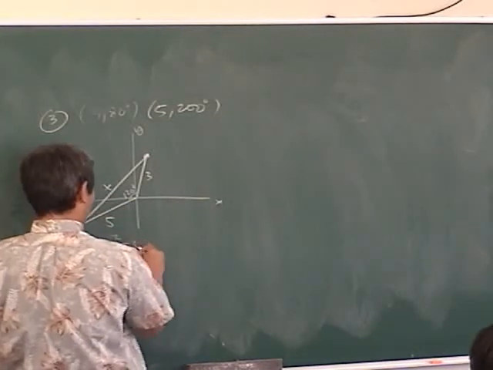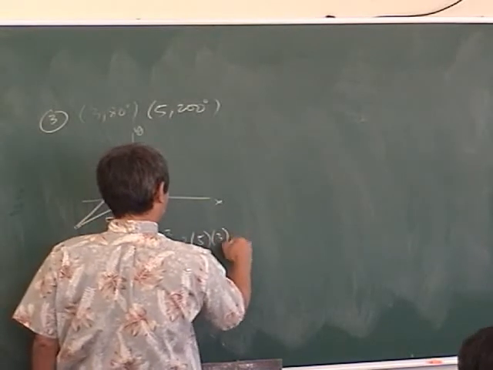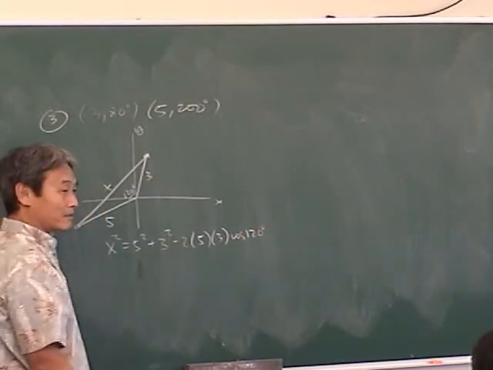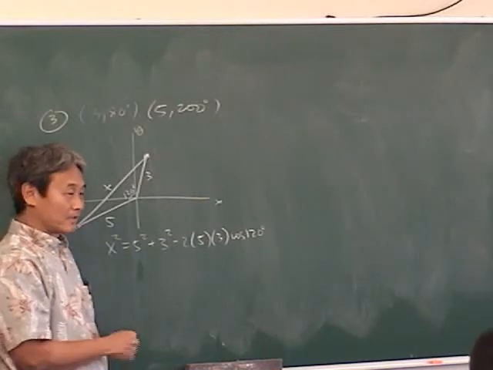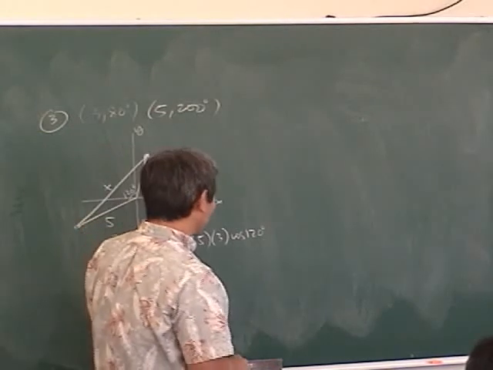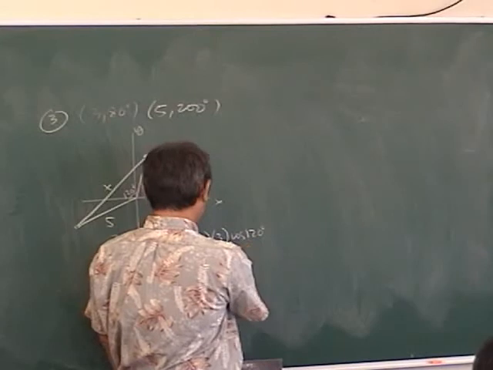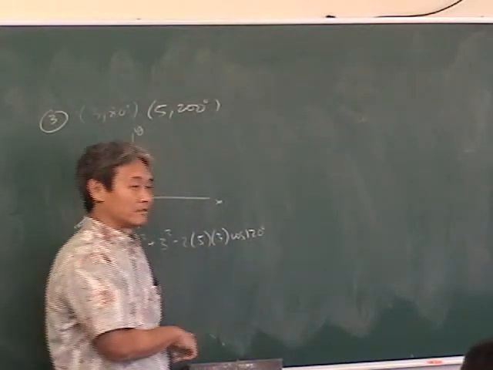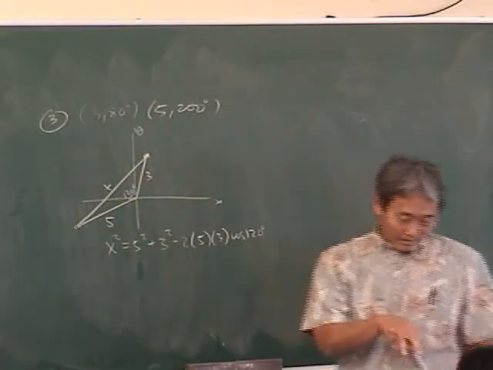x squared equals 5 squared plus 3 squared minus 2 times 5 times 3 times cosine of 120 degrees. It comes out to 7. See how nice they made it come out? If you don't get 7, then my guess is you probably computed this wrong, or you put a plus sign there, or you forgot the 2. Those are the common mistakes. And then number 4, you're going to have two of these on the quiz.